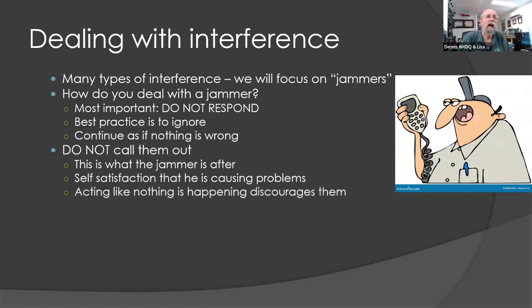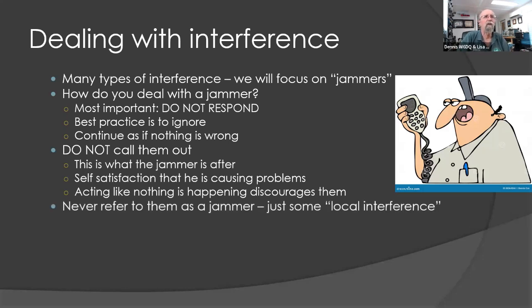And so how do you do that? Never refer to them as a jammer. Don't say, oh, we're being jammed, I can't understand you, you're going to have to transmit again. We're being jammed. Don't say that. Say, well, hey, could you repeat that last transmission? I got some local interference here and I didn't quite catch everything you said. Could you try that again, please? You're not recognizing the jammer. You're saying, oh, I got some local interference here.